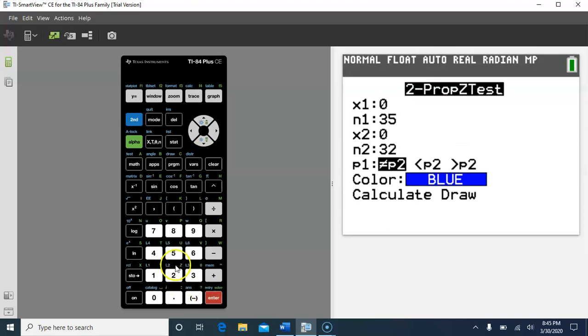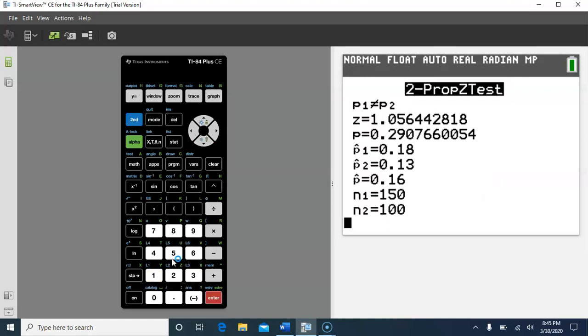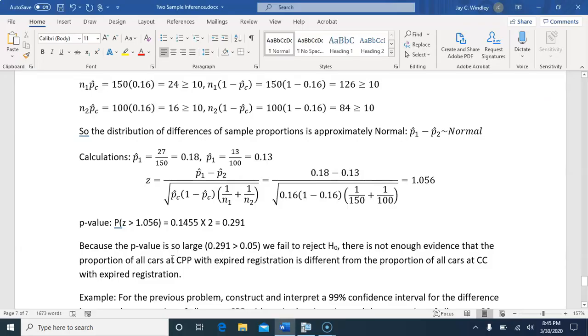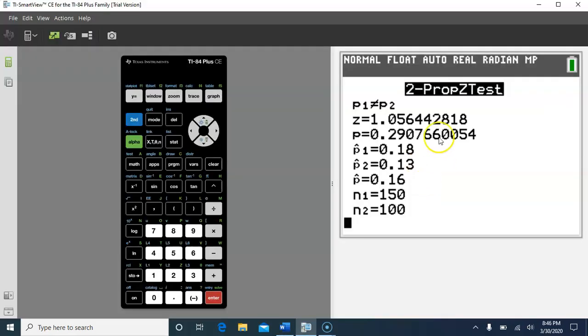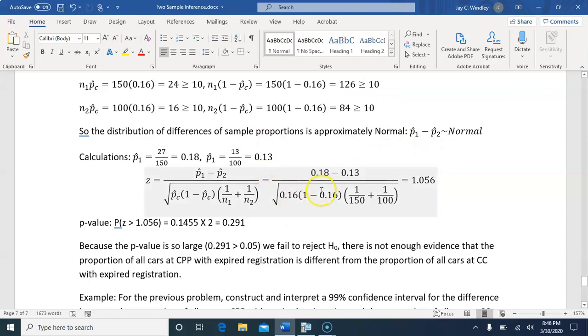So our first sample was 27 out of 150 had expired registration. And our second sample was 13 out of 100 had expired registration. And our alternative hypothesis was not equal to, and we calculate, and we get a z of 1.056, which I think is the same z that we had over here. And there's a p-value of 0.29, which is the same p-value we got right there. So all those calculations are in agreement. And just like any hypothesis test, big p-value, fail to reject.